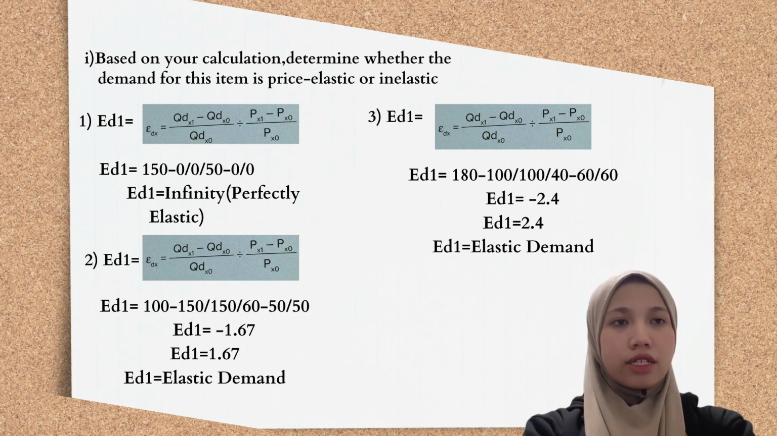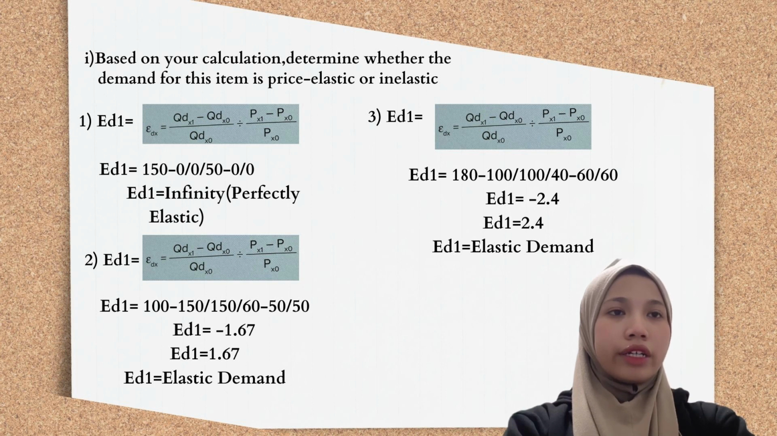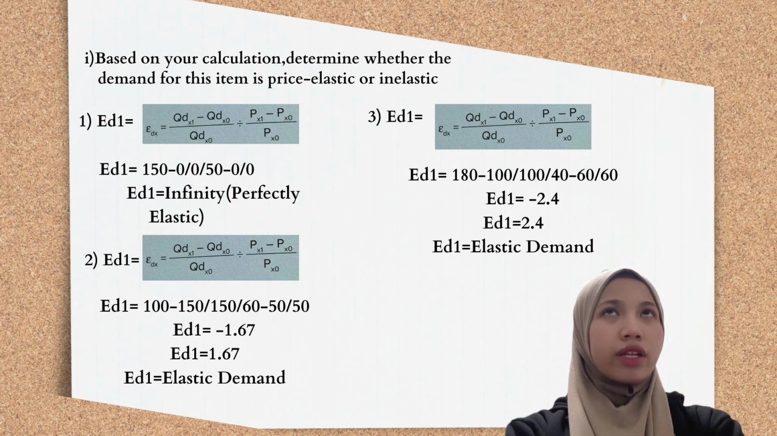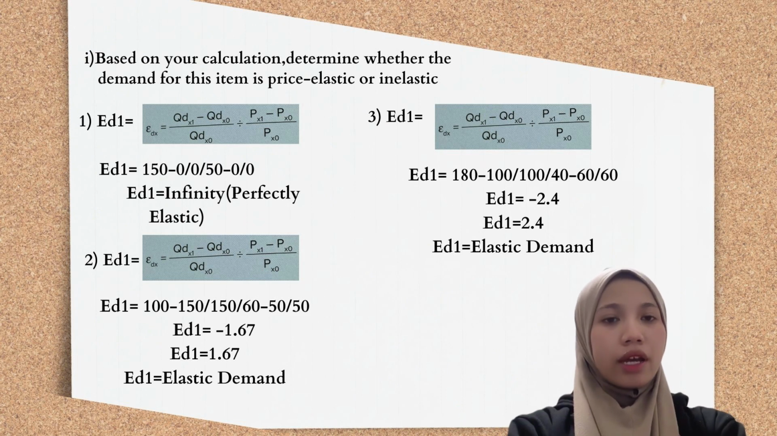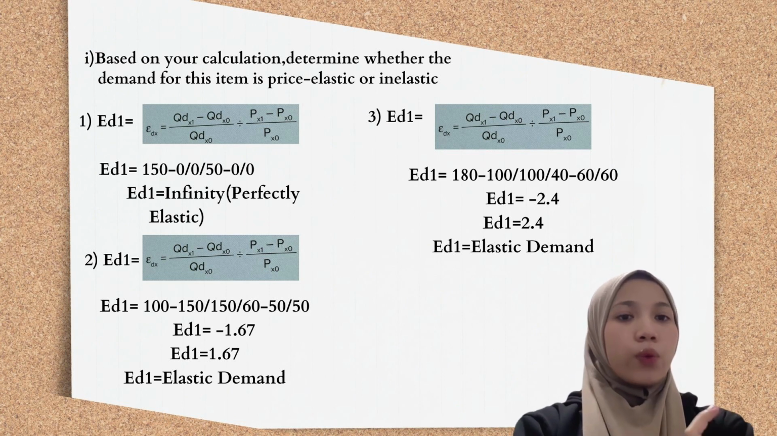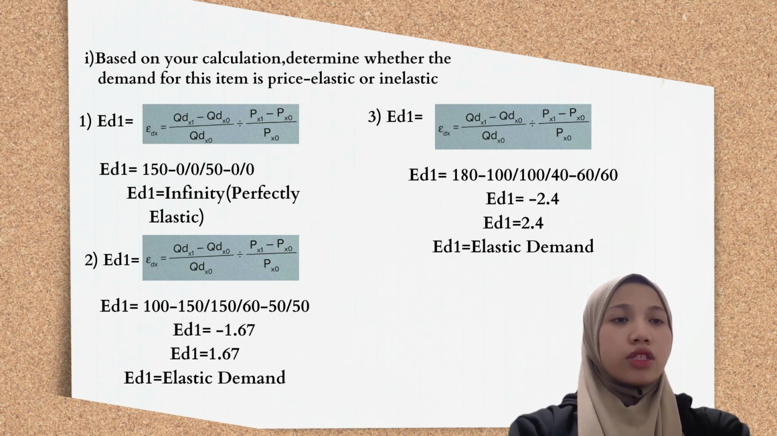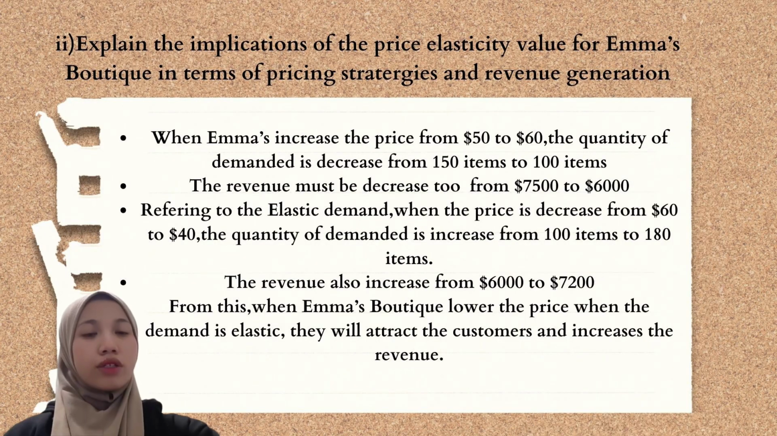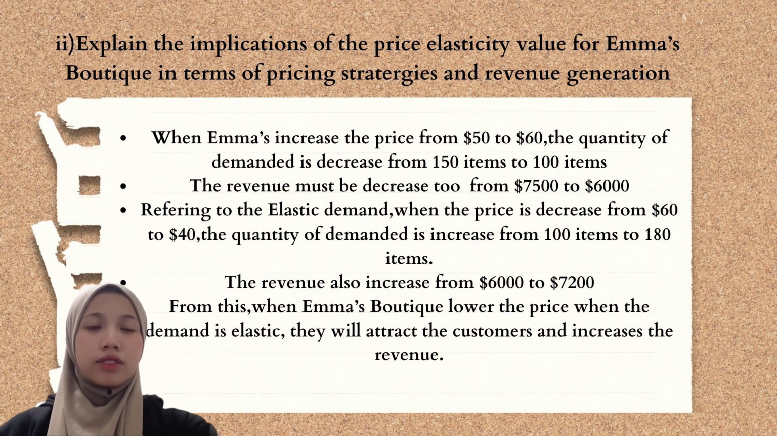For the third calculation, the new quantity is 180 minus the old quantity, which is 100, divided by the old quantity 100, and we divide that by the new price, which is 40, minus the old price, 60, divided by the old price 60. So the answer we get is negative 2.4. From the negative answer, we switch to the positive answer, which is 2.4, and it is elastic demand. So, we proceed to the second question.